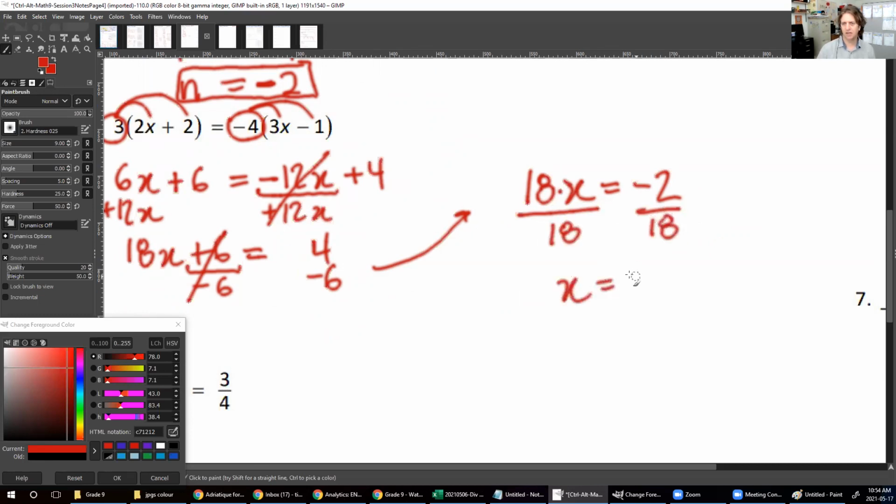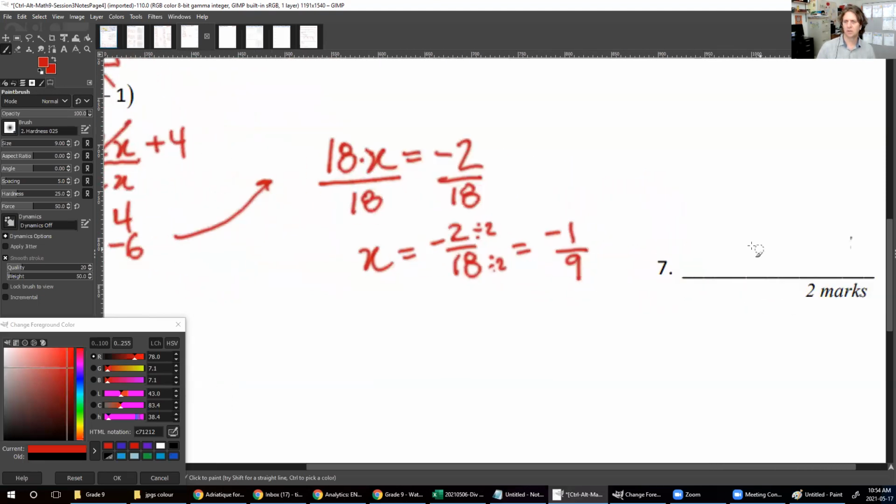So x is going to be negative 2/18. And if we simplify, which we usually do in these kinds of things, what can we divide both top and bottom by? We can divide by 2 on the top and the bottom. So we have minus 1 over 9. So I'm going to type that in, or write that in there. x is equal to negative 1/9.